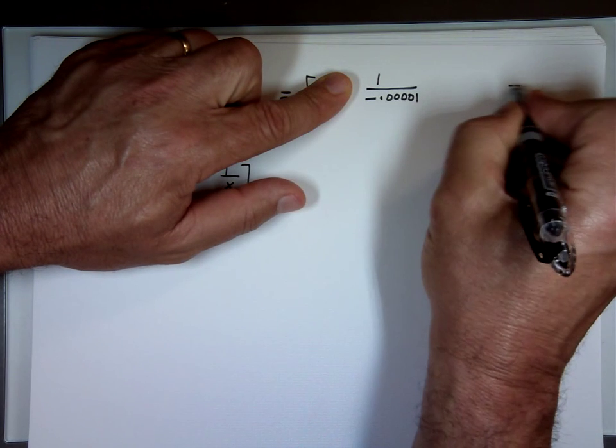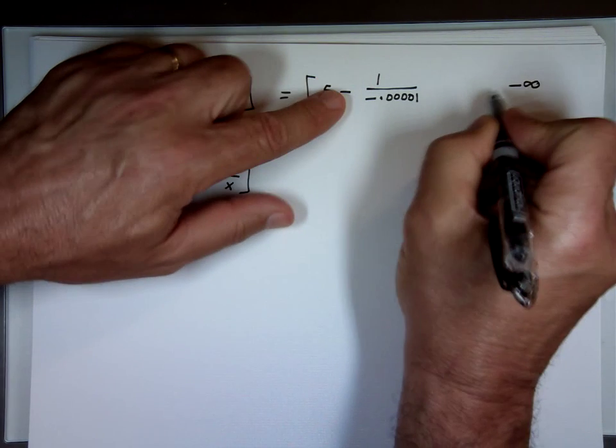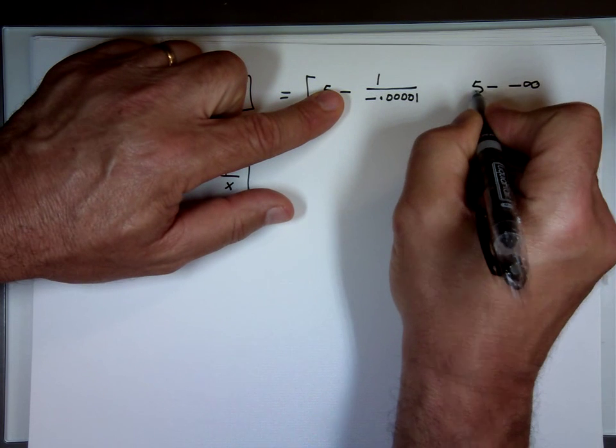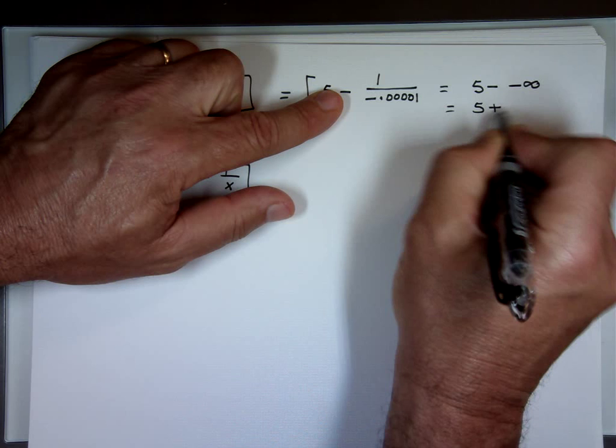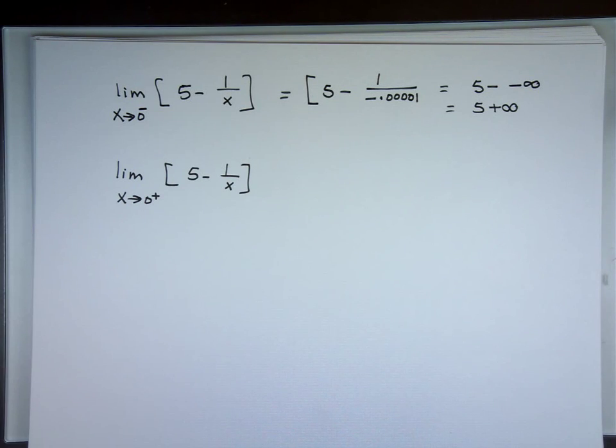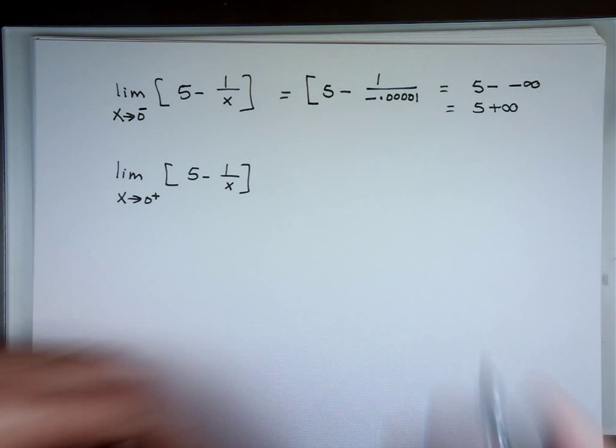But I have the minus in the front, I get the 5. So that becomes what? 5 plus infinity. Big deal. You get infinity, you add 5 to it. How much of a difference is it going to make? Not much. Where's it going? Positive infinity.